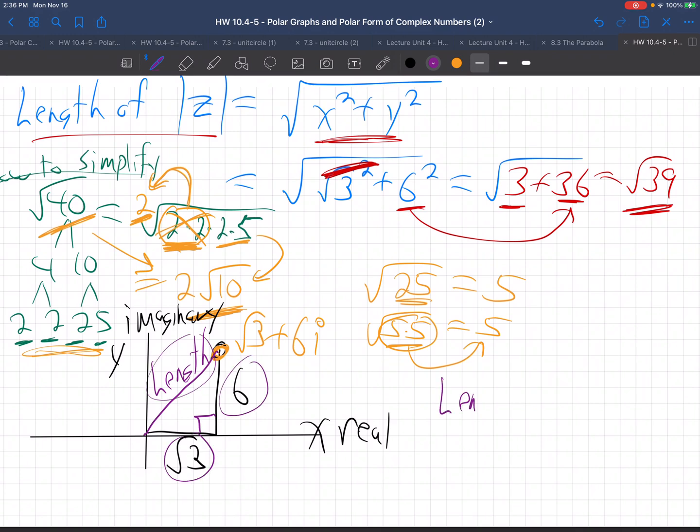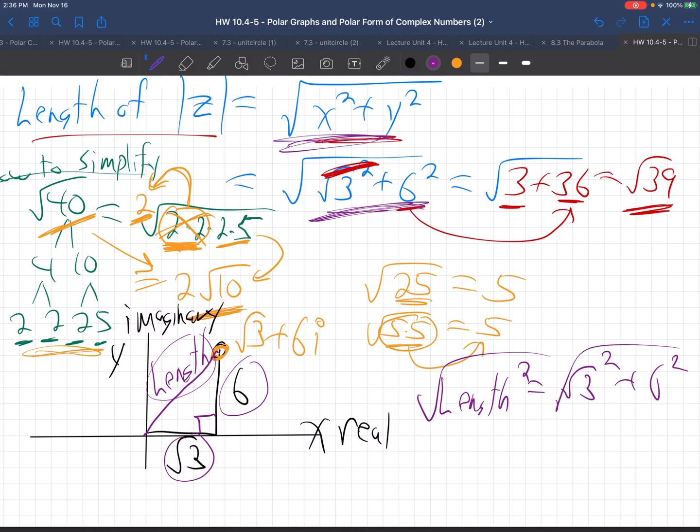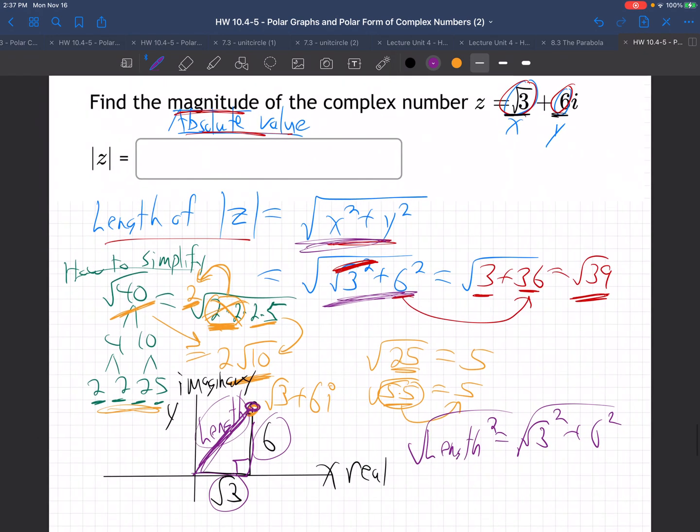You'd say the length squared equals the root 3 squared plus the 6 squared. And then you would just root it to get the length. And that's exactly what we did. That's where that formula comes from. It's just the length out to a complex spot on the complex axis, which is x squared plus y squared, the square root of it. So there we go. That's all bonus information. We were done back here with the square root of 39.